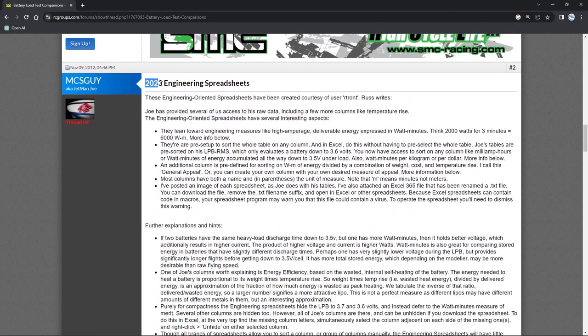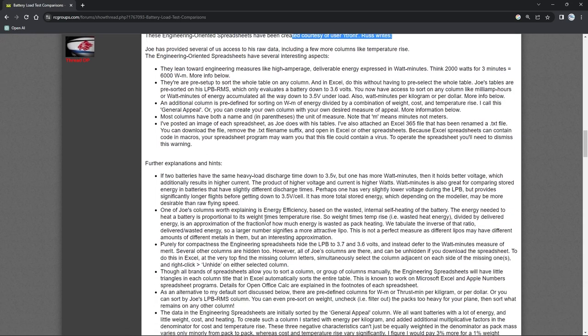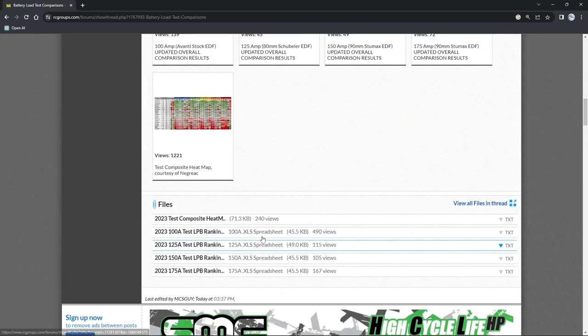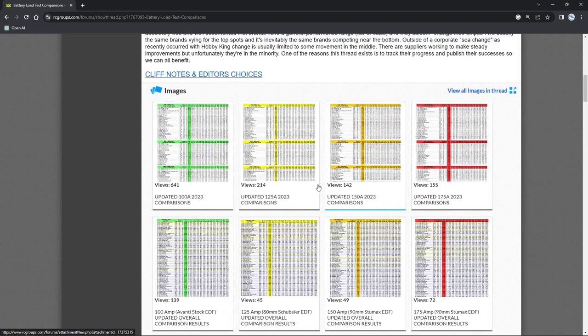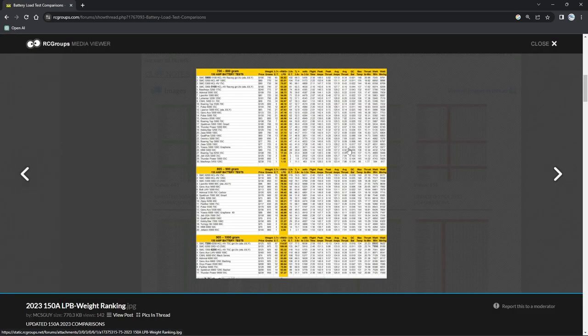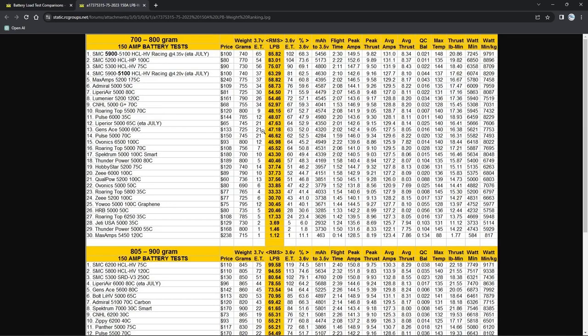You can take a look at the 2023 engineering spreadsheets. This is done by another user and there's tons of information on why this spreadsheet can be helpful for you that you can read as well. Let's take a look at one of the versions here. We're gonna look at the 150 amp low. This seems like a really good number to just dive into and take a look at.